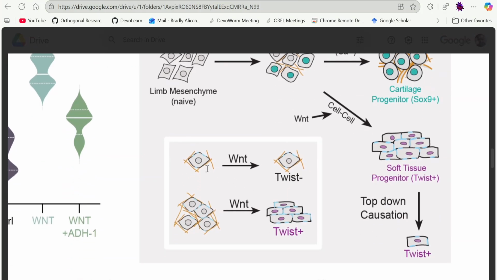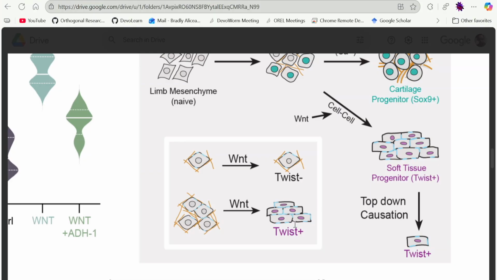So you see that there's this cell in isolation. If you overexpress Wnt in that single cell, it's twist negative. But if you have a bunch of cells in a population, all together, adhering to one another, and you upregulate Wnt, then you get these twist positive cells. And so that's the difference: they're in this extracellular matrix.